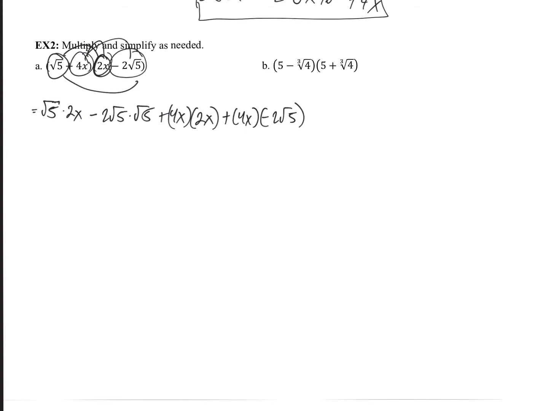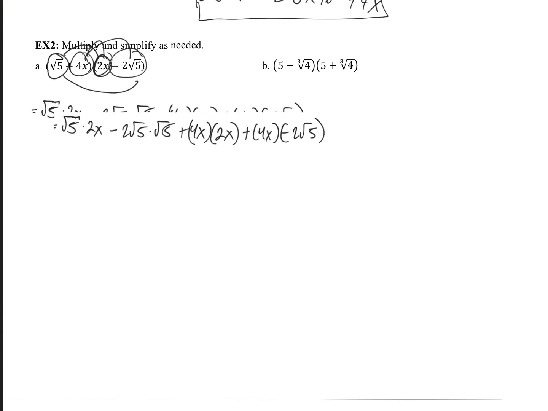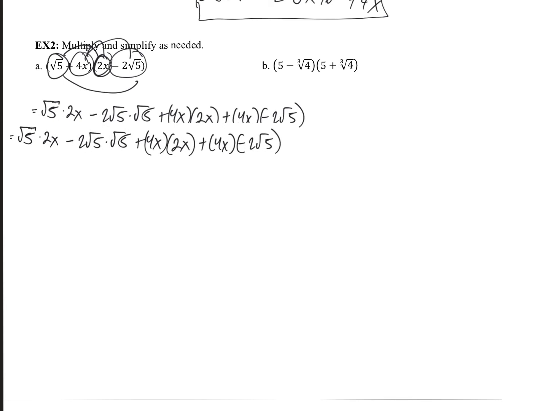Whew, accidentally squished into the other one. Let me just move this over real quick. There we go, so I'm not using as much room.